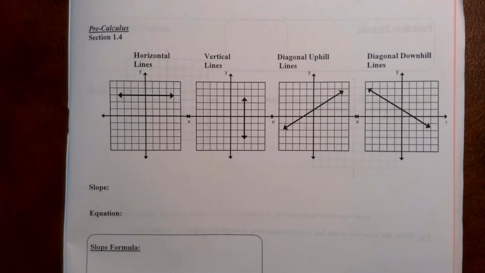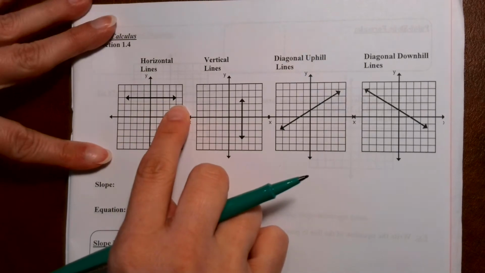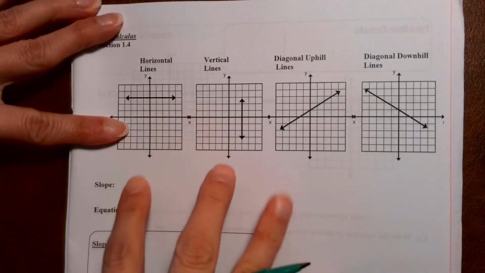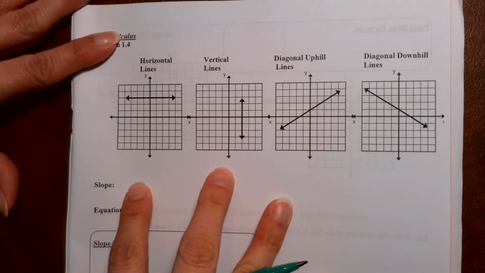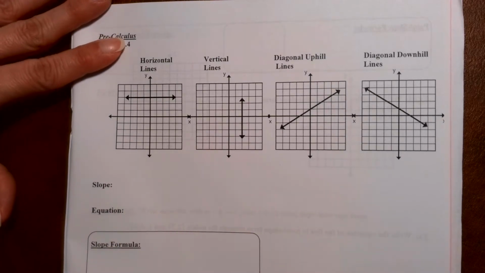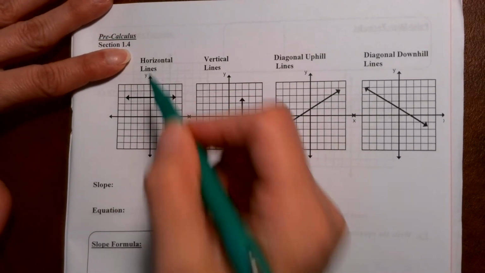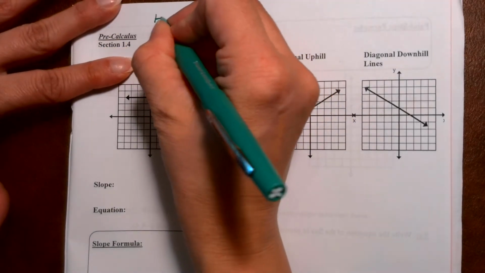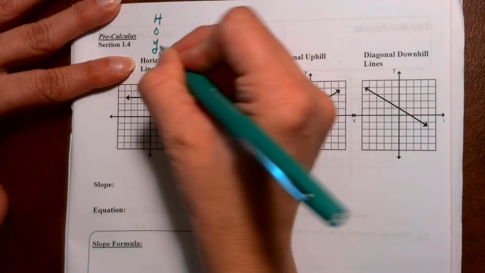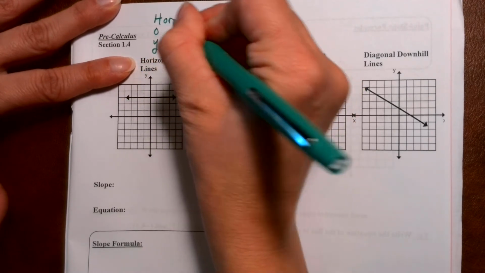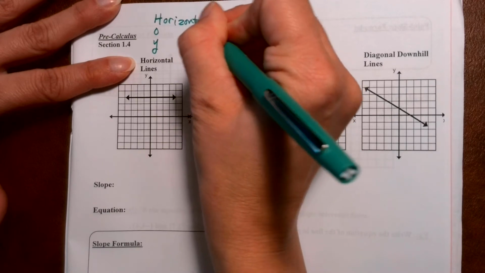Okay, so this lesson is going to recap your knowledge on lines. Let's take a look at horizontal lines. Horizontal lines look like this, and there was probably something that you learned back in Algebra 1 called HOY. In terms of horizontal, that would be H-O-Y. H standing for horizontal.